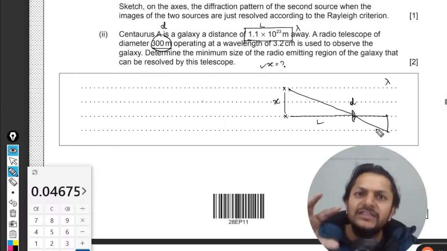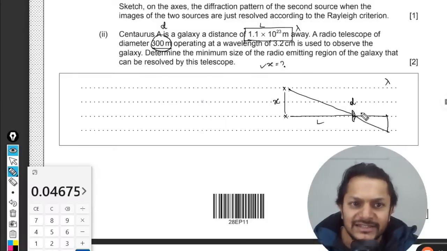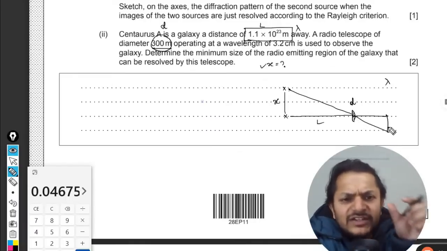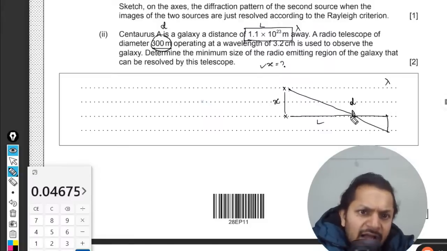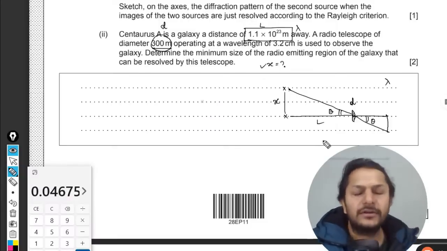And this triangle is very small. The triangle is within the telescope or within the retina, are you getting my point? This is kind of lens and this is the screen where the image is created. So this is a very small triangle there. And now this is the theta that we are considering here.